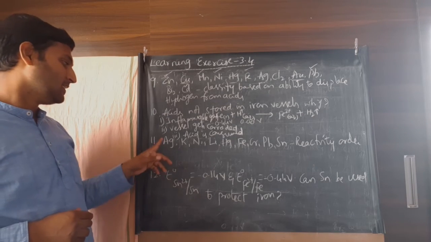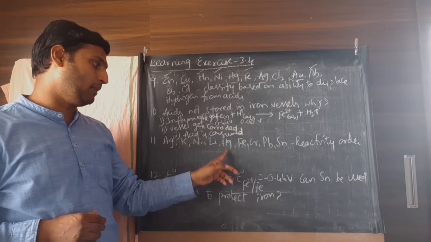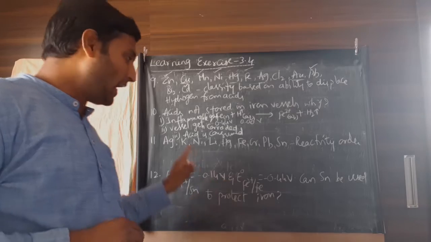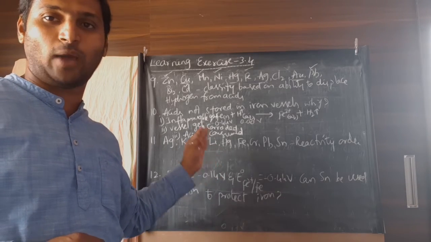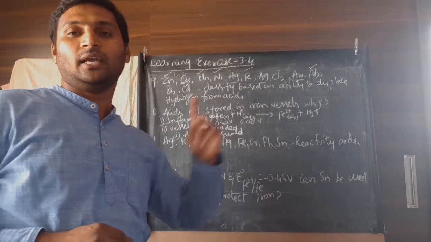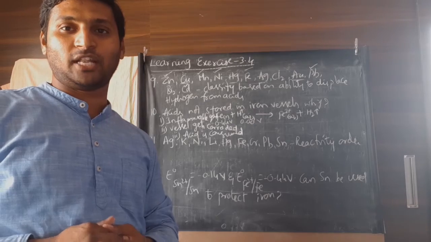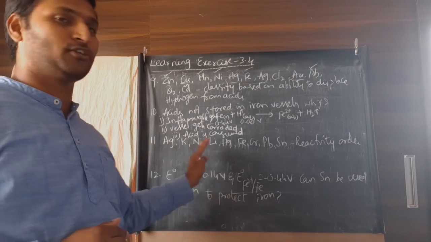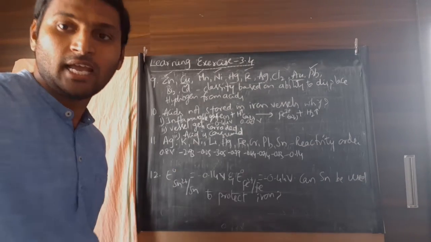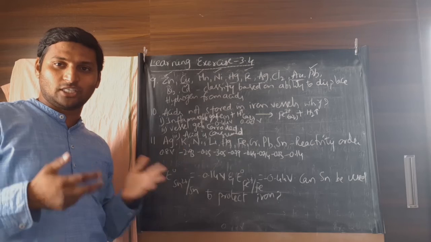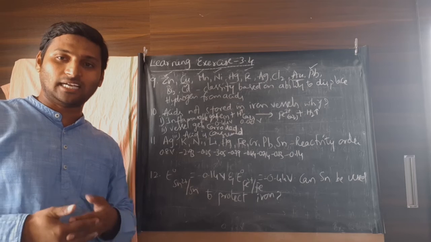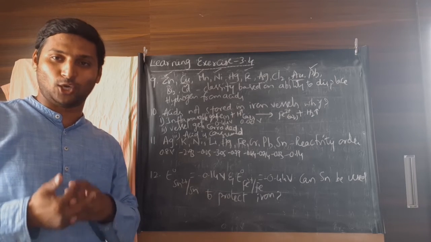Moving on. Silver, potassium, nickel, lithium, mercury, iron, chromium, lead and tin. We are supposed to arrange these elements as per the electrode potential values, in the order of their reactivity. Now for doing that, I would need the electrode potentials of each and every element. Let me write them down. Now for metals, as we just discussed, reactivity means electropositive character, tendency to lose electrons, and that is greater if the electrode potential is lower.